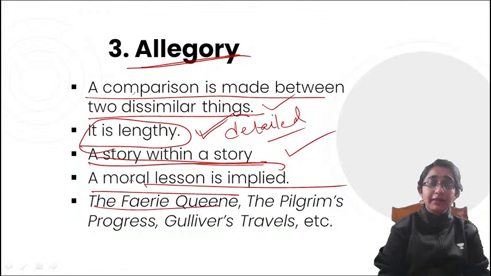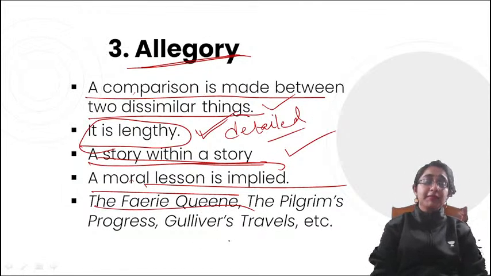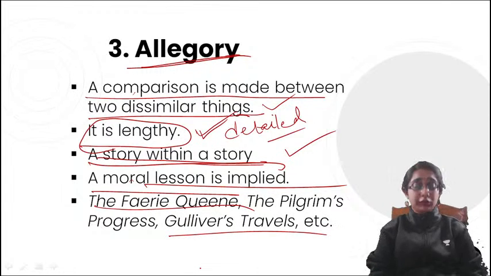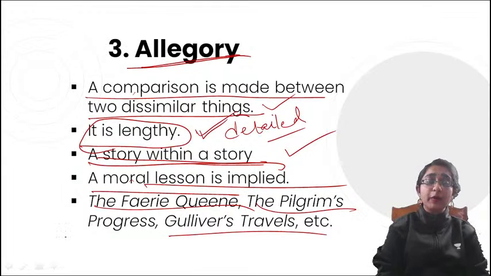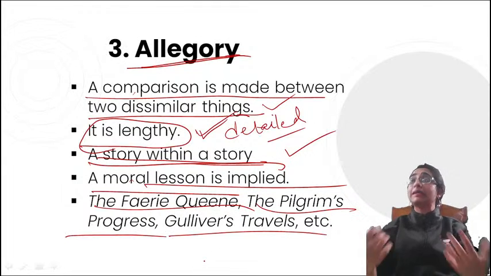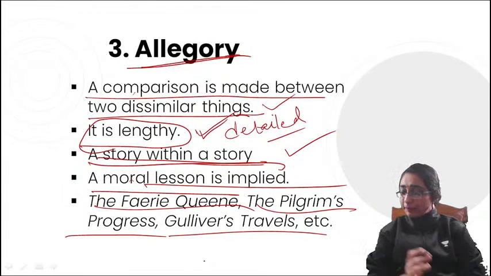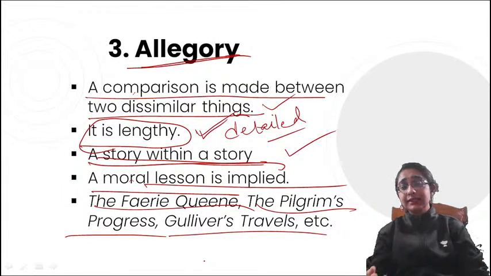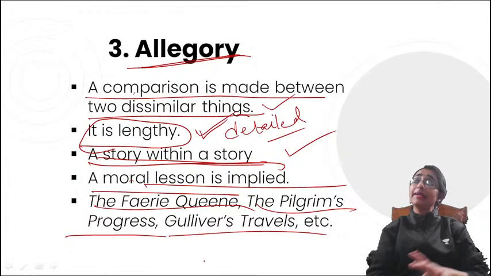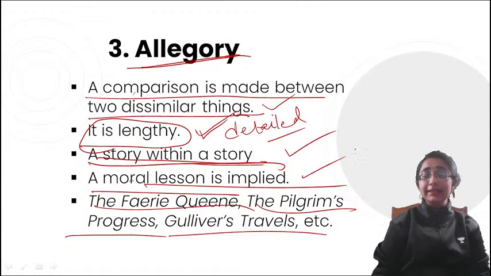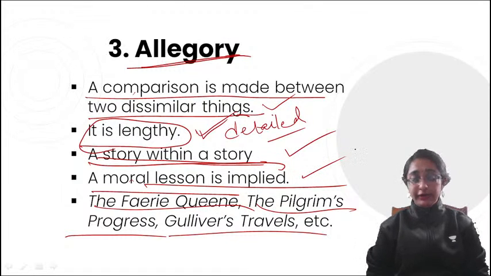The Faerie Queene by Edmund Spenser is a very famous allegory. Gulliver's Travels is also a very famous allegory by Jonathan Swift. The Pilgrim's Progress by John Bunyan. These are all masterpieces of allegory, right? So the main feature is that the comparison is also made, but the comparison is very detailed, very lengthy, and a moral lesson is also there in any kind of allegory.